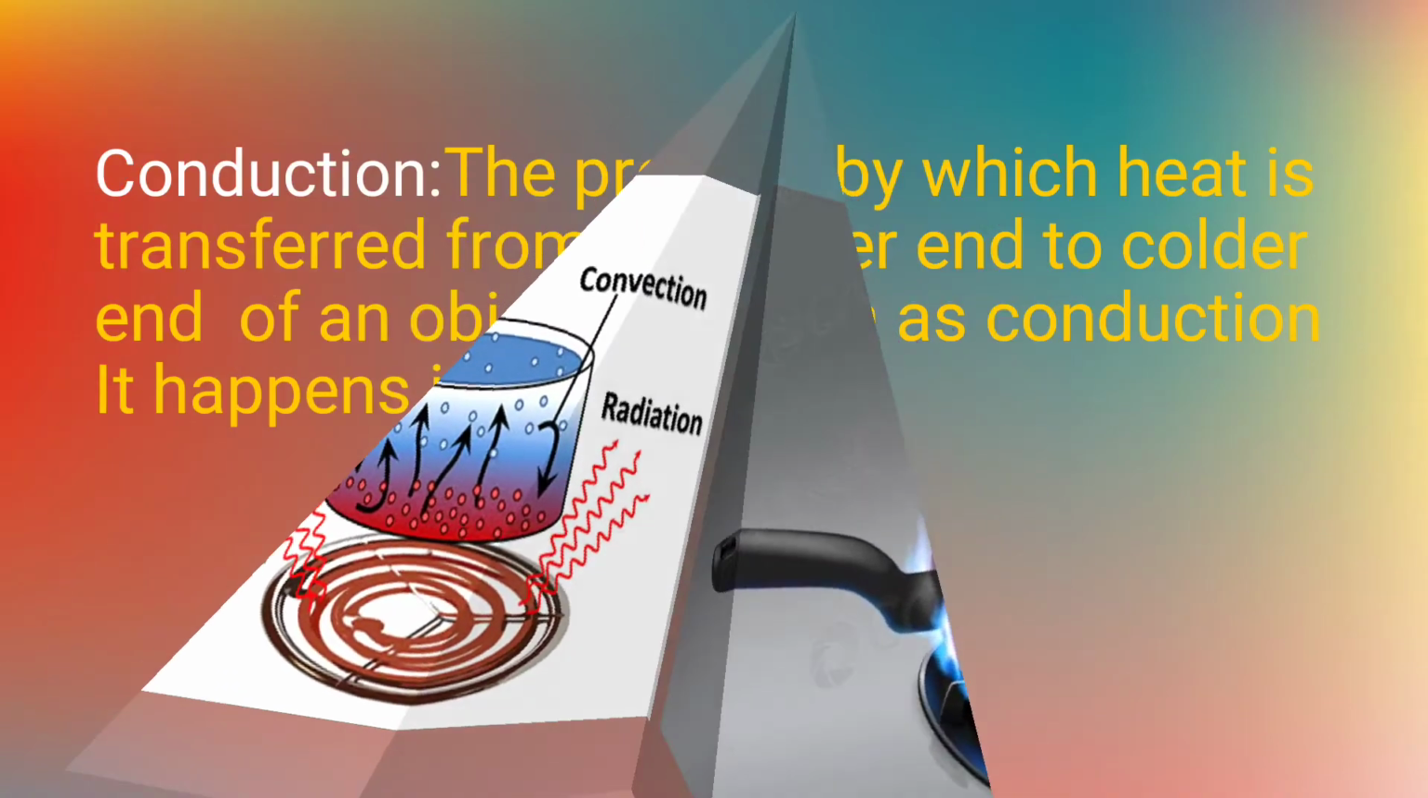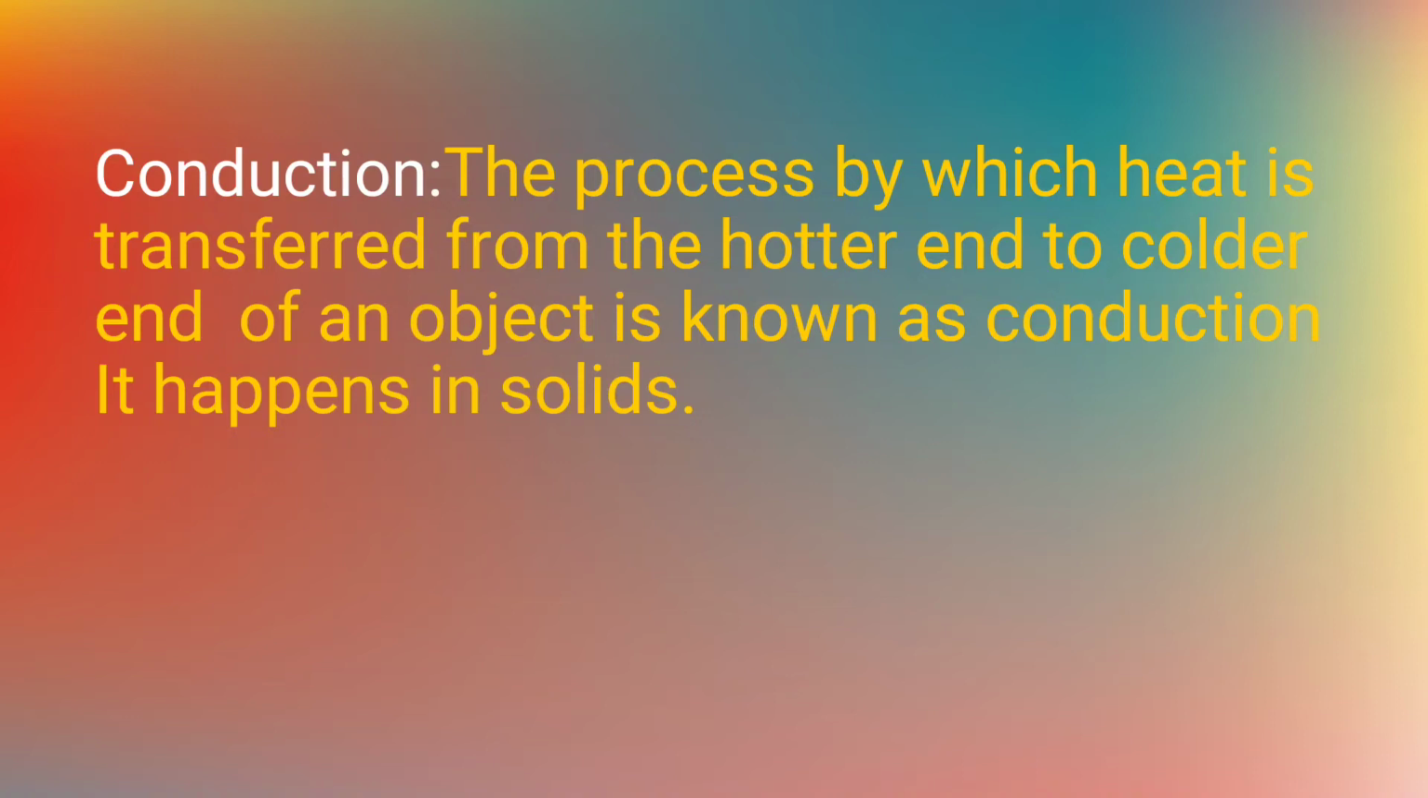Now there are different modes of transfer of heat. There are three main ones: conduction, convection and radiation. Let us see about conduction. The process by which heat is transferred from the hotter end to the colder end of an object is known as conduction. It happens in solids. Children, do all substances conduct heat easily?